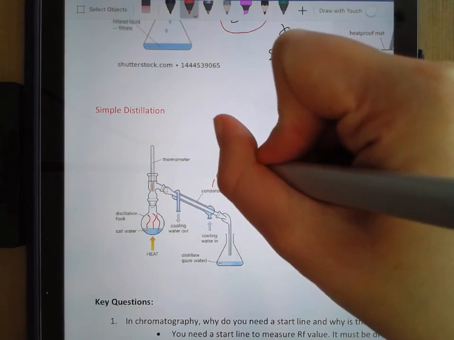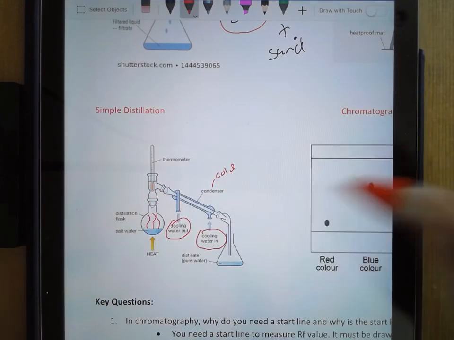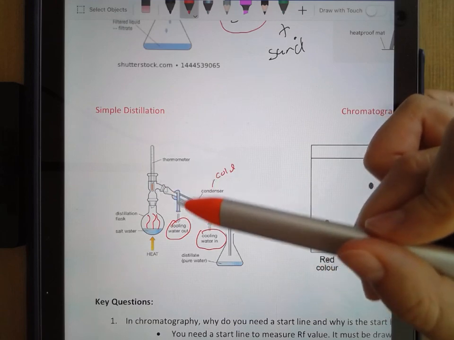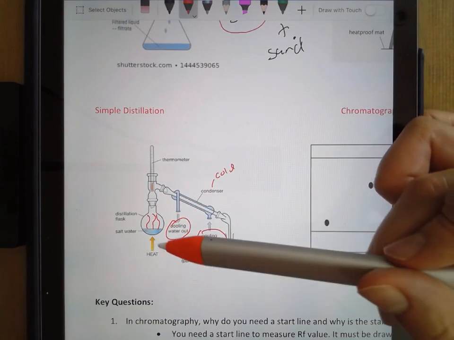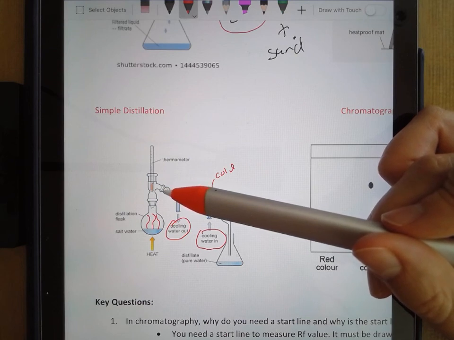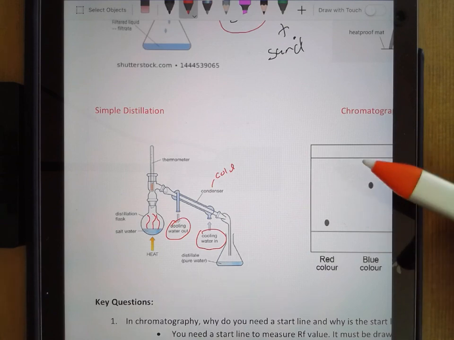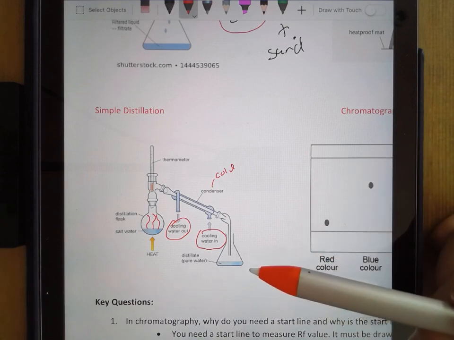And this condenser has got cold water. You can see it here, cooling water in, cooling water out. That condenser has got cold water flowing all around it. So when your hot water vapor rises up here into the condenser, it's going to cool down immediately, and then it's going to condense and turn back into a liquid, and you can collect it.